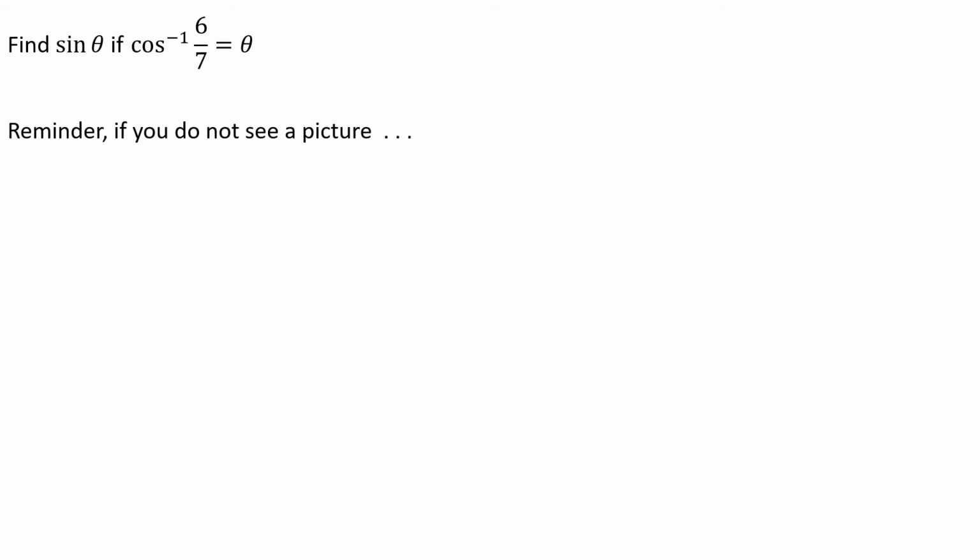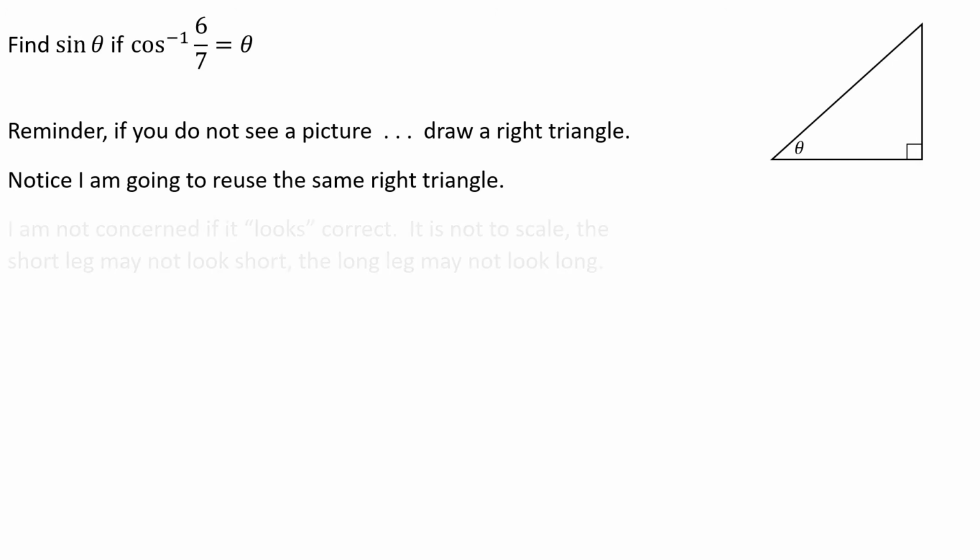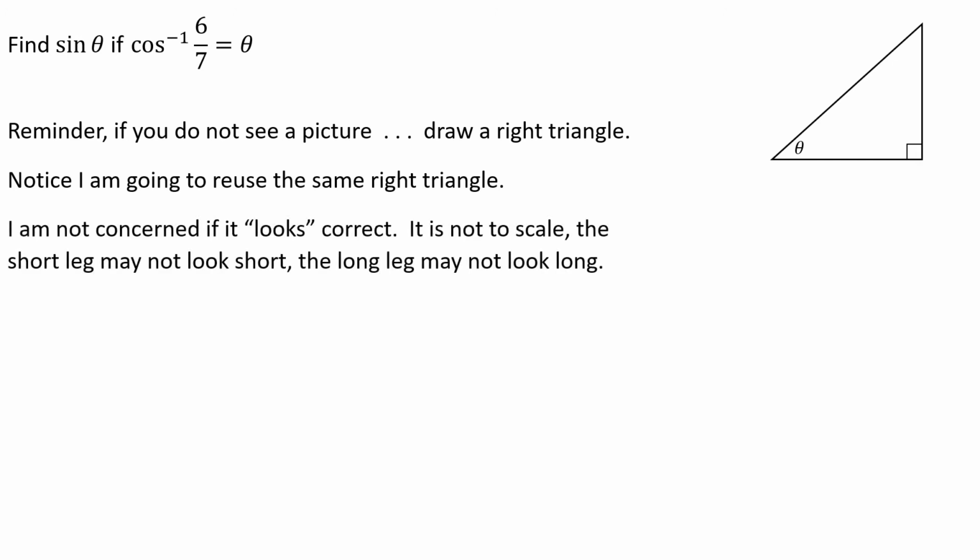Dramatic pause. If you don't see a picture, draw a right triangle. Label one of the angles with a theta. Don't worry about how it looks, right? Because I'm not going to be able to make sure that if one of the legs is supposed to be 3 and one of the legs is supposed to be 1, I'm not going to have it really look like one of them is 5 times as long as the other. You can't just look and say, oh yeah, the long leg has the right length, the short leg has the right length, oh yeah, the hypotenuse has the right length. Don't worry about it. You just need a triangle so you can put labels. Got to have a right triangle, pick one corner, put theta in it.